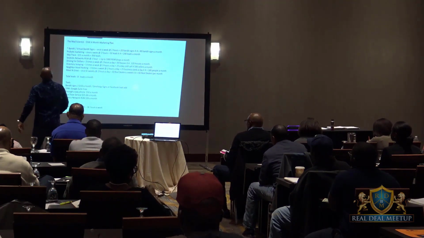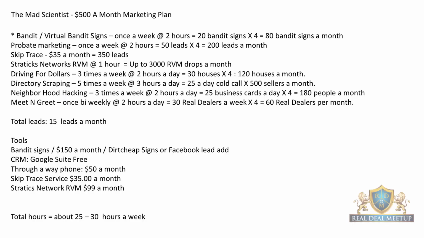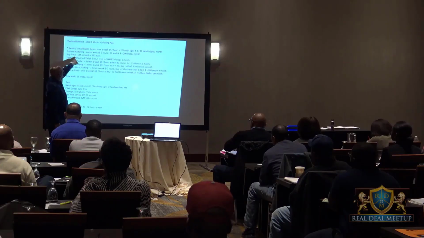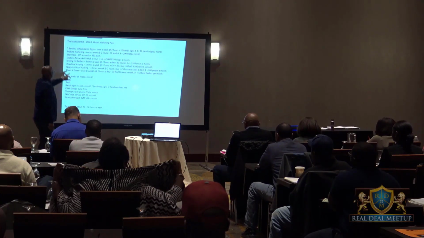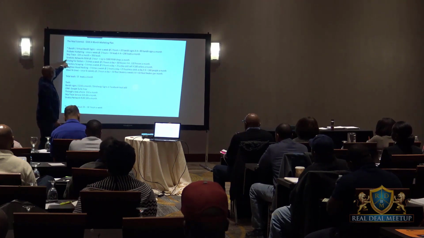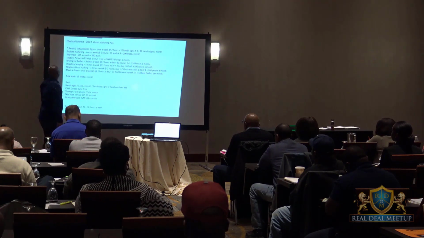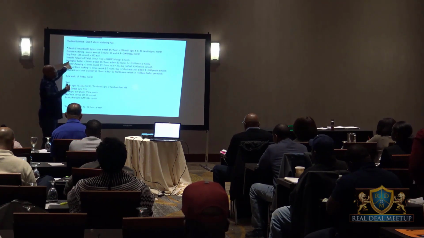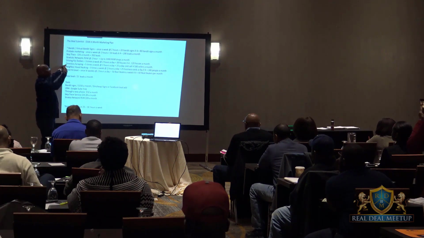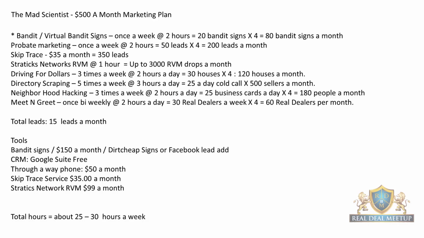Okay. Probate marketing: once a week, 2 hours a week at a courthouse, 50 leads per week, 200 leads per month. Skip trace: we're spending $35 a month on skip tracing, 350 leads. Strategic network to do the ringless voice message drop takes us 1 hour to drop up to 3,000 ringless voice messages per month. Driving for dollars, we talked about earlier. You're going to do the directory scraping, the same thing you did in the last one. You're going to do neighborhood and meet and greet. The total leads a month you can expect for a $500 budget is at least 15 leads per month. Your average close should be 10% when you don't know anything.